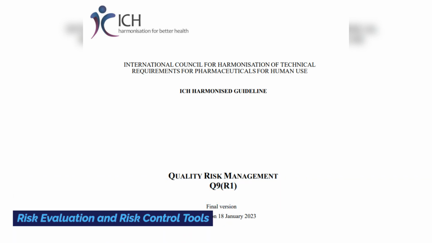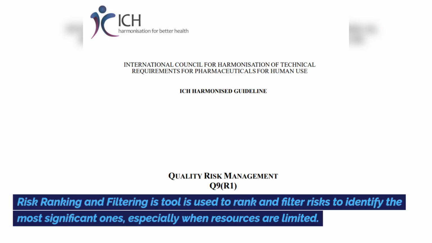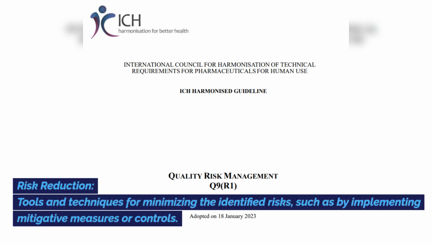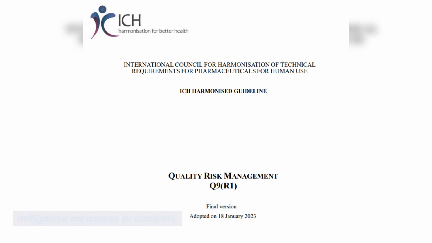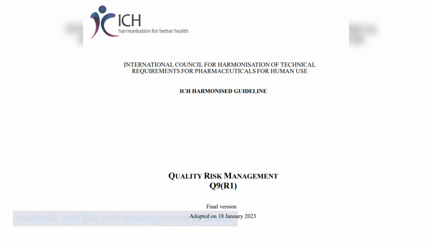Risk evaluation and risk control tools. Risk ranking and filtering is used to rank and filter risks to identify the most significant ones, especially when resources are limited. Risk reduction tools and techniques for minimizing the identified risks, such as by implementing mitigative measures or controls. Performance metrics, key performance indicators and other metrics to monitor the effectiveness of risk controls and the risk management process.